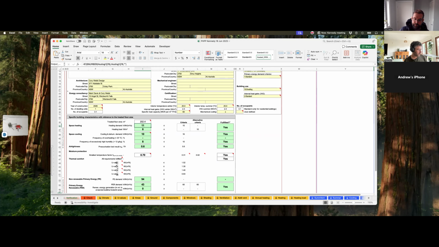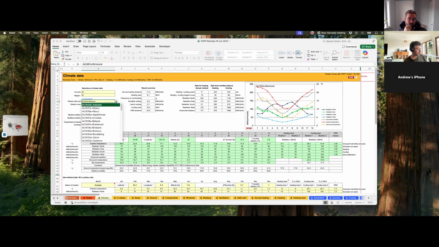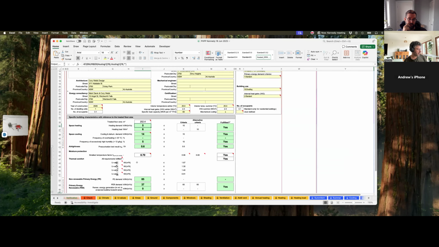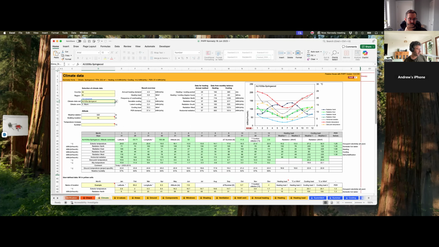Interestingly, we've got 11 and 10. When I change the climate to Springwood, our cooling and heating demand goes up. I would have thought it would have been the opposite. So we might be better off with Richmond anyway. Obviously, in reality, it's not going to change. It's just in terms of measurement.